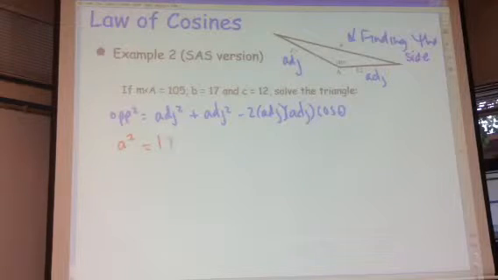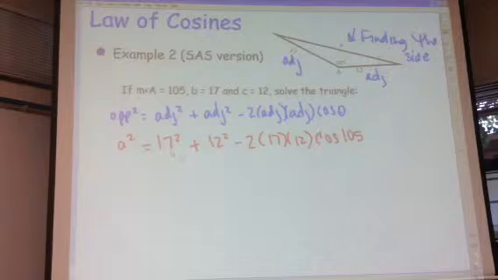One of my adjacents is 17. The other adjacent is 12. So minus 2 times 17 times 12 times the cosine of that angle in between, that's 105. Now remember what I said. You've got to put this whole string in. Don't do all the numbers first and then times it by that. You've got to do this whole thing first. When you do it correctly, a squared should equal 538.598. Double check your calculator to make sure that you have it correct.